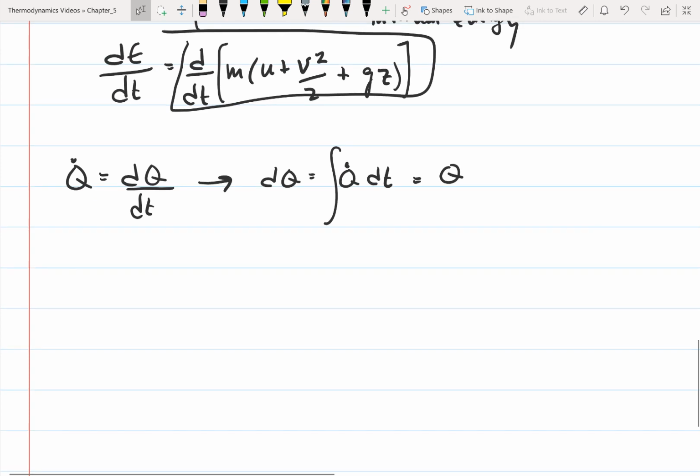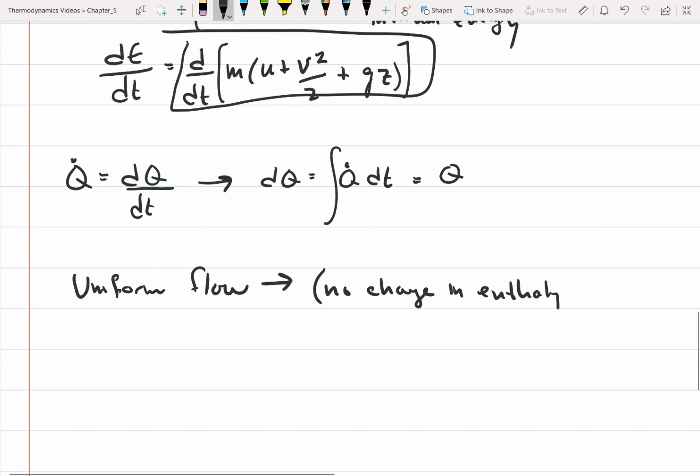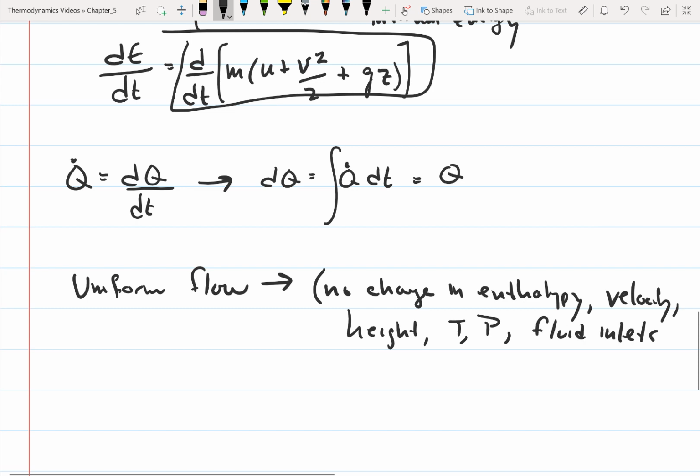Also remember, since we're assuming uniform flow, that uniform flow isn't steady flow. Uniform flow is just assuming that there's no change with time in the inlet and outlet fluid properties. So basically there's no change in enthalpy, velocity, height, temperature, pressure, etc. of the fluid at the inlets and outlets.